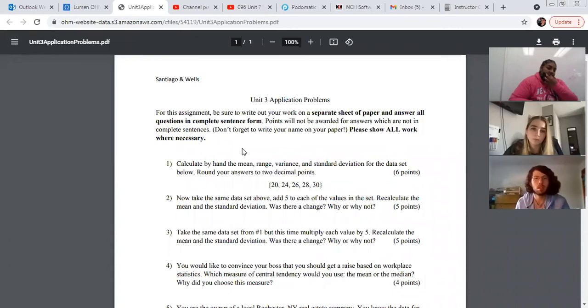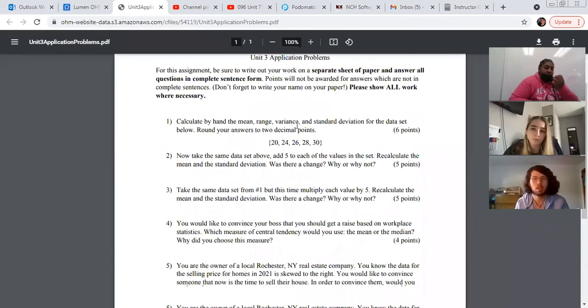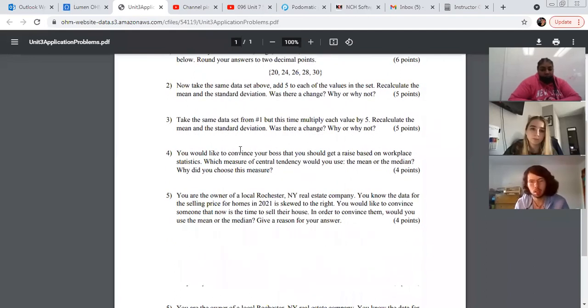Notice that you are going to calculate the mean, range, variance, and standard deviation for just these 5 values. And then you're going to manipulate this data set a couple times and see what actually happens based on that manipulation. And then for numbers 4 and 5, you're essentially describing which measure of central tendency you would like to use in order to do some persuasion.